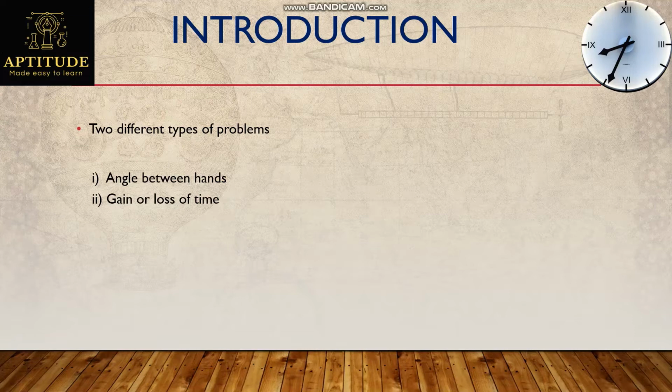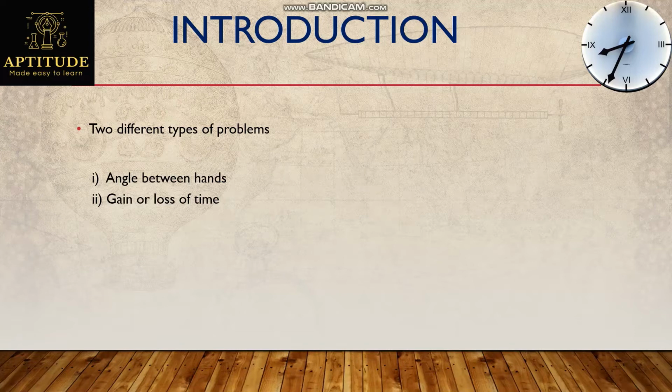So how will the problems be asked? They will ask, find out the angle between the hands of a clock. Either they will give a particular time or they will give a picture of a clock showing the time. And the second type is gaining or loss of time. So let's see first of all, what is the angle between the hands of a clock? How to find that?